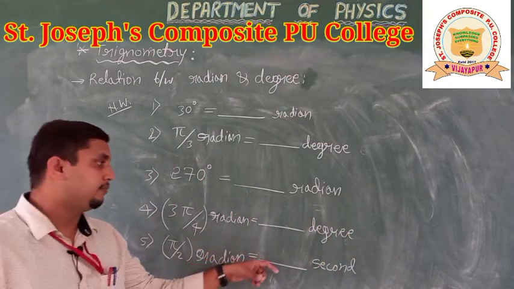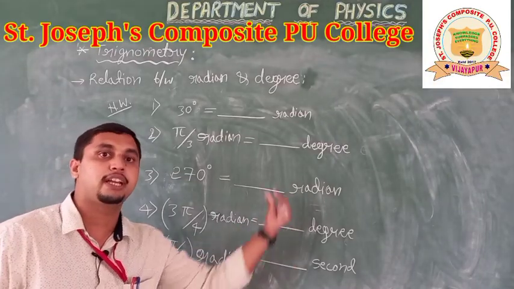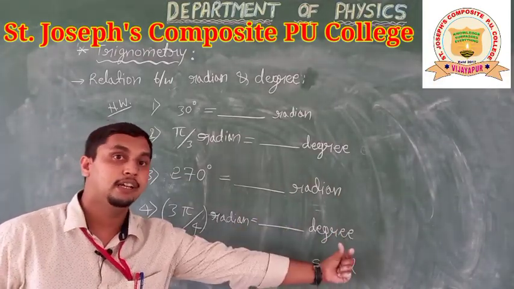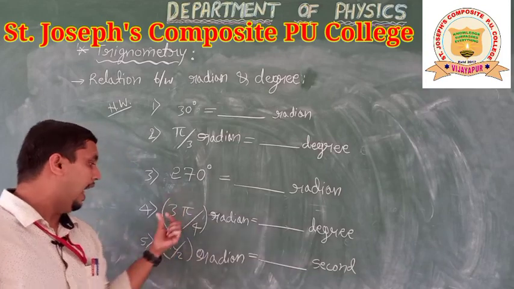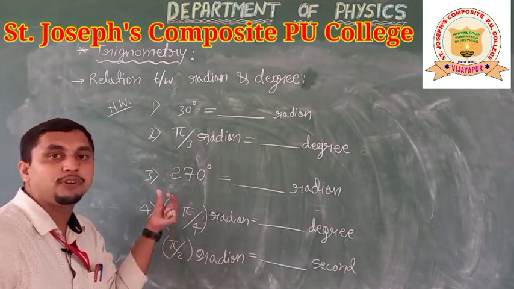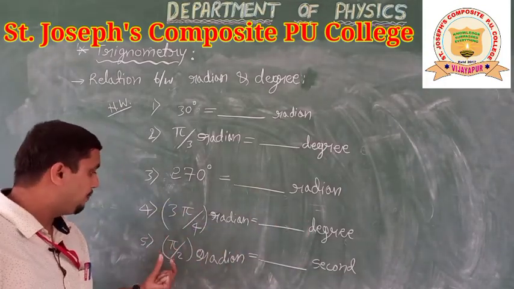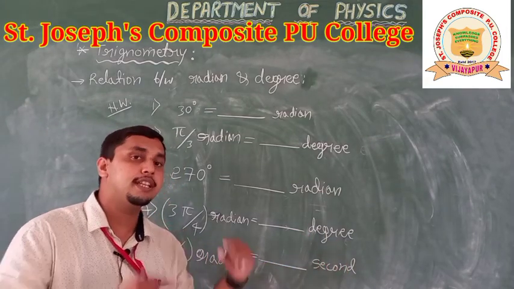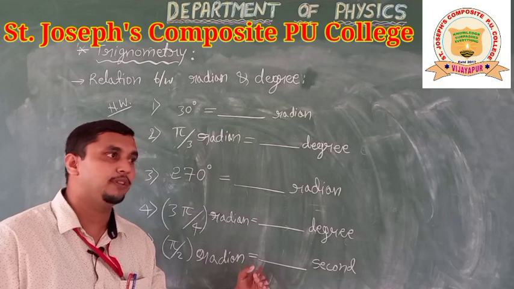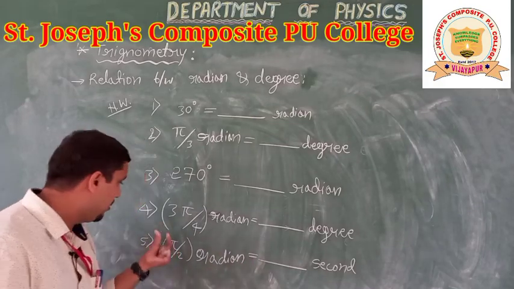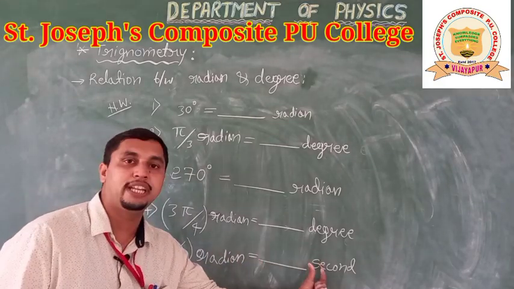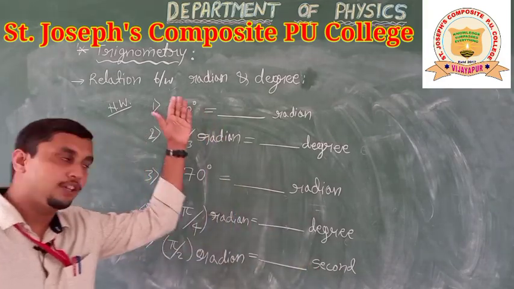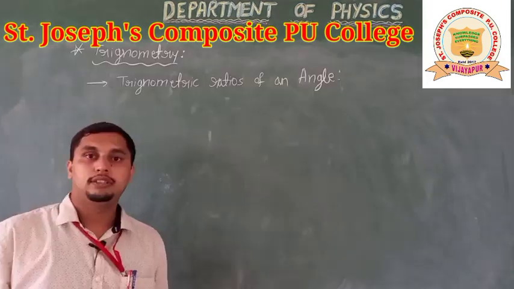Yourself you have to try this, because we already know the conversion from degree to minute and minute to second. So, by using that as well as by using the conversion from radian to degree, pi by 2 radian is equal to how many seconds? This is a little bit higher task, so yourself you have to try this. Pi by 2 radian is equal to how many seconds? I hope you can solve this homework.